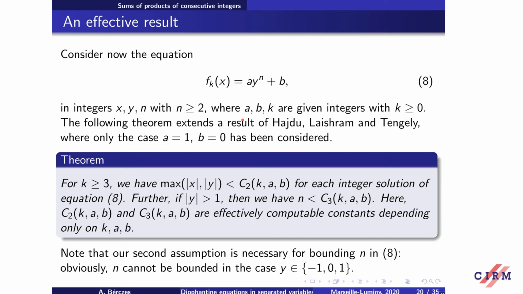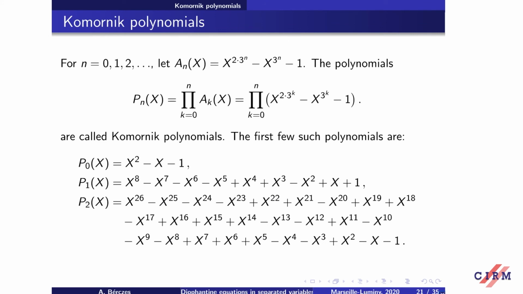We also proved an effective result. In the case of the equation f_k(x) = ay^n + b, we could prove that the solutions are bounded by an effectively computable constant. This is a generalization of the result of Hajdu, Laishram, and Tengely, who considered the case a equals 1 and b equals 0. Now we will switch our attention to a different topic.